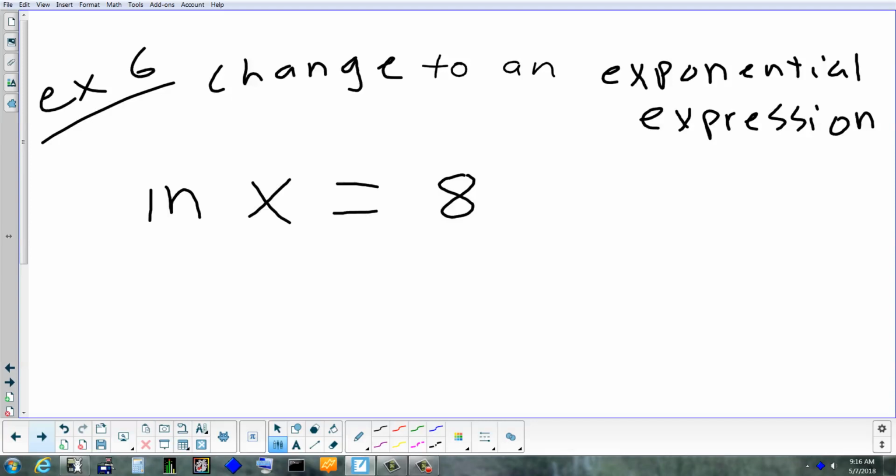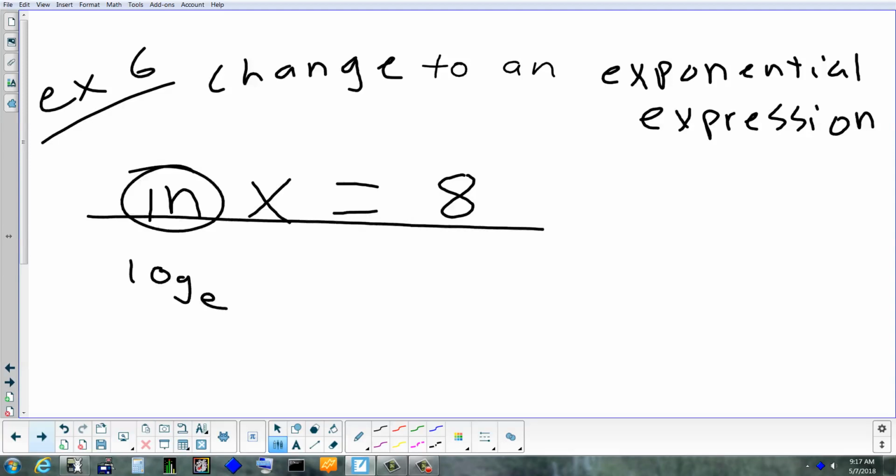Okay, now if I look at that quickly, if this was on lined paper, I don't see anything below the line. There's no base written there. But we have to remember the base is hidden. And what is it? It's E. So the first thing you want to do is replace the abbreviation with the long way of writing it, we can do that.